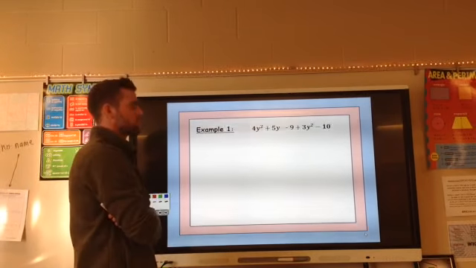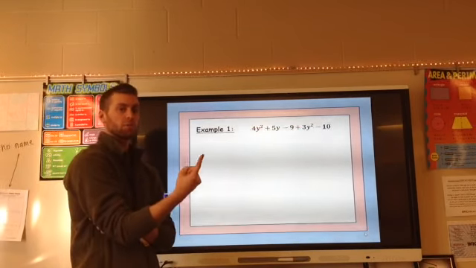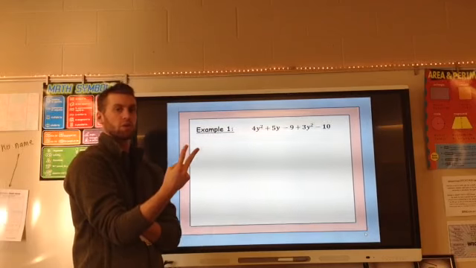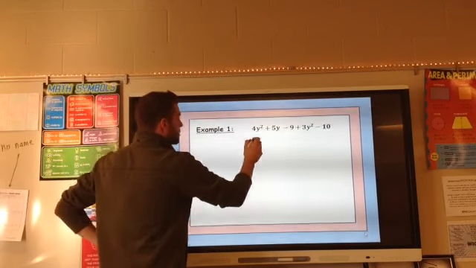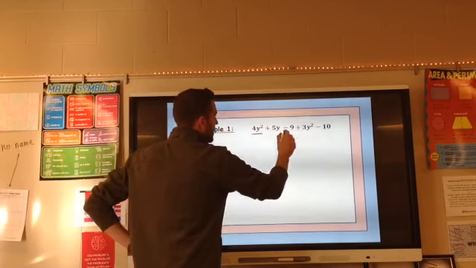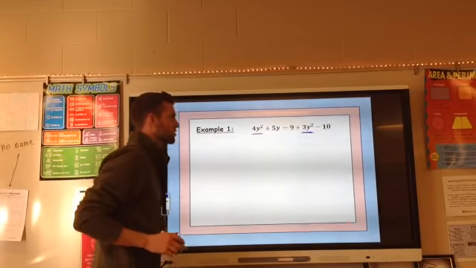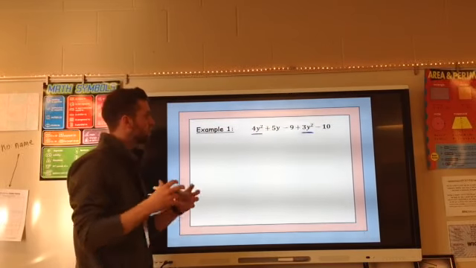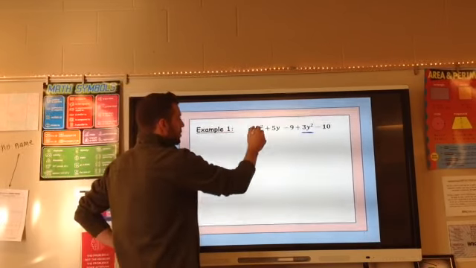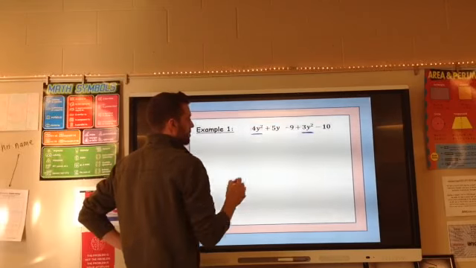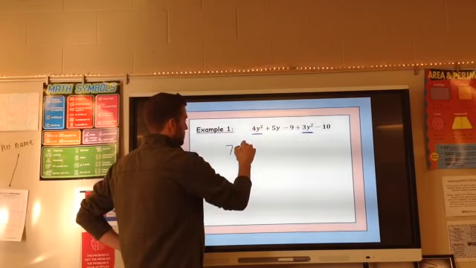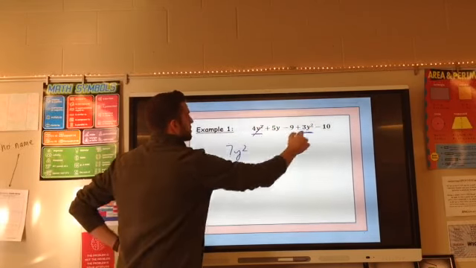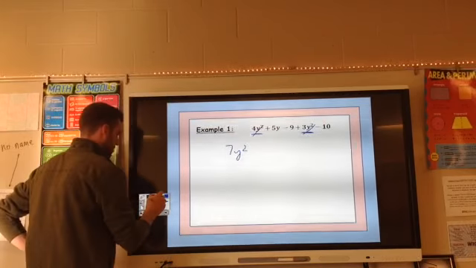So, like terms always have the same variable and they have the same exponent. I see a y squared and I see a y squared. So now those two are going to go together. They are like terms. 4y squared plus 3y squared gives me 7y squared. Now those are gone. I've already added them together.